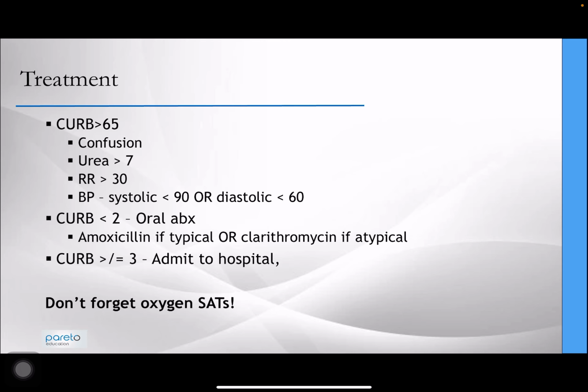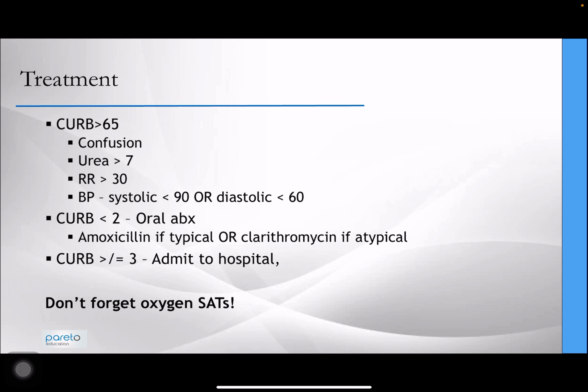Fundamentally though, whether you decide to treat someone in the community or admit them to hospital depends on their CURB-65. So if they are confused, have a urea of more than 7, respiratory rate of more than 30, systolic blood pressure of less than 90 or diastolic less than 60, then they pretty much need to go into hospital for some IV antibiotics. If they have some of these features, but their overall score is less than 2, then oral antibiotics suffice. But if they are suspected to have an atypical pneumonia, then you give them clarithromycin, not amoxicillin.